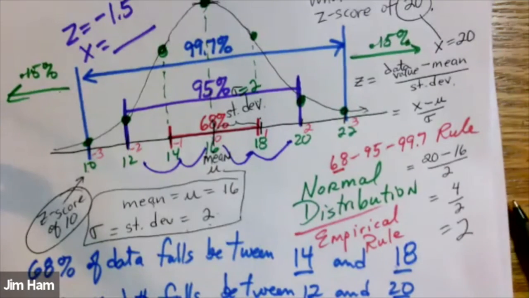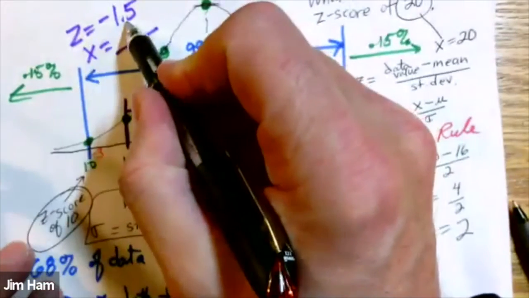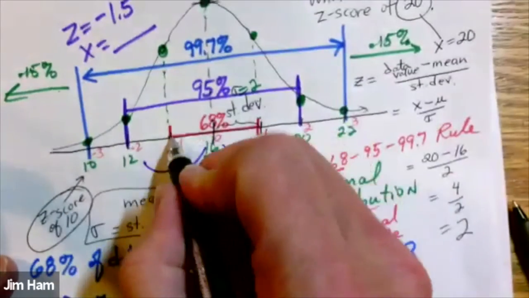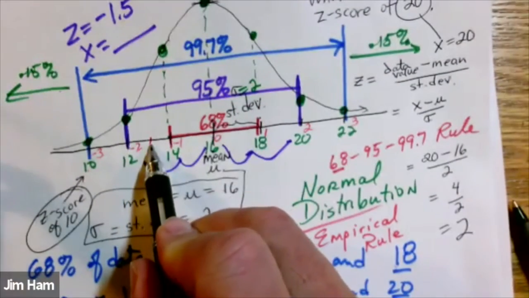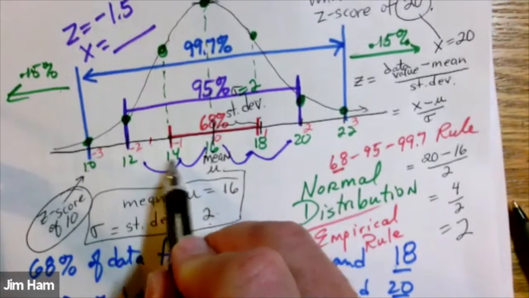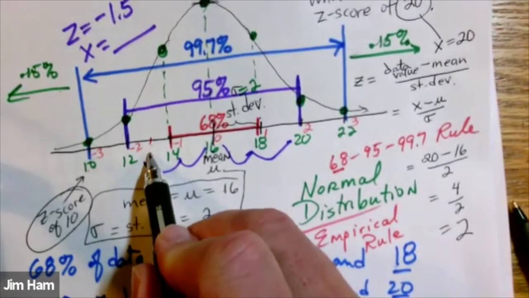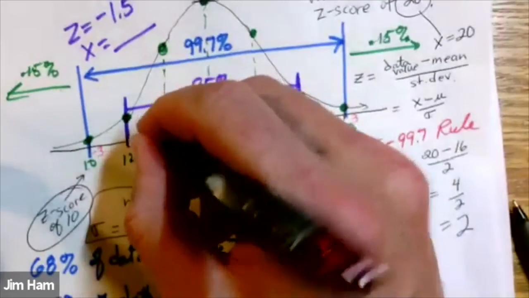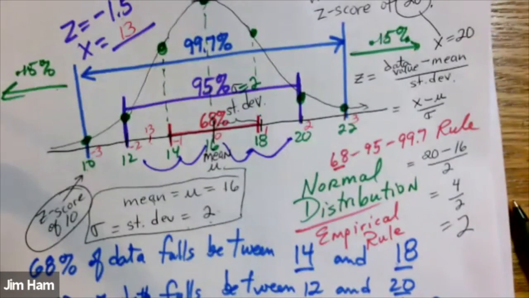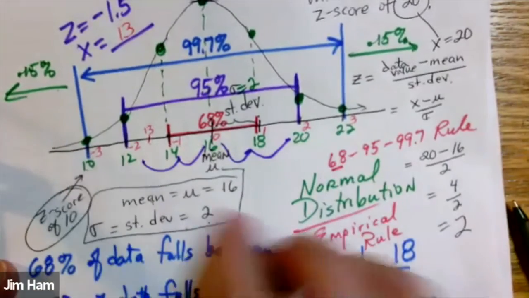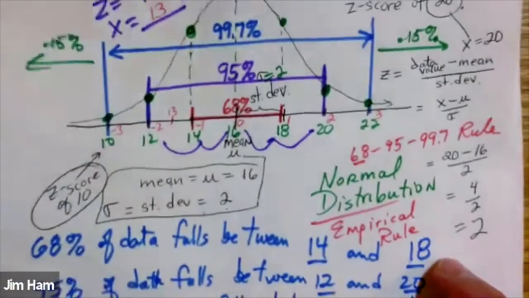So the first thing we're going to do is locate the z-score of negative 1.5. That means 1.5 standard deviations below the mean. So what data value in this context would be right there? Yeah, it's somewhere between 12 and 14. In fact, it's right between 12 and 14. So the answer would be 13. But in order to answer the question, it's certainly nice to have this scale. All right, so that's a z-score.